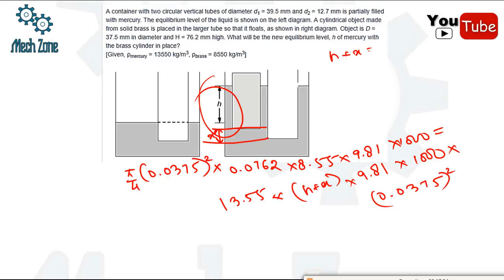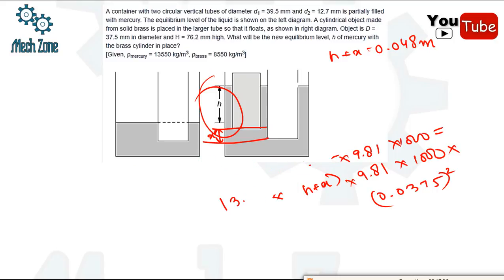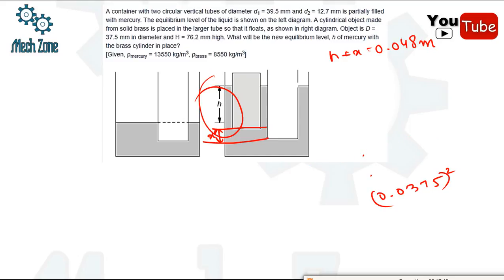This would be equal to 0.048 meter. Now also the volume of the object below the initial level would be equal to the volume of the mercury which is rising above the initial level. Now the second condition will be obtained from this statement that I told you just now: the volume of the object below the initial level would be equal to the volume of the mercury which is rising above the level. So let me first erase this.